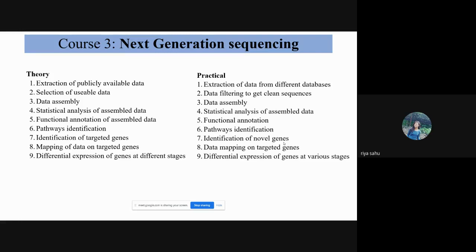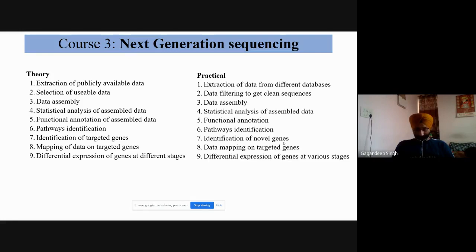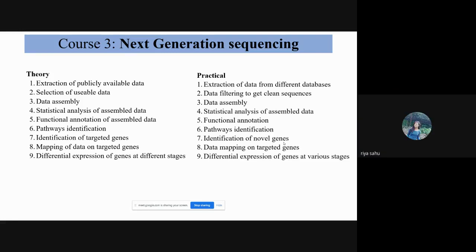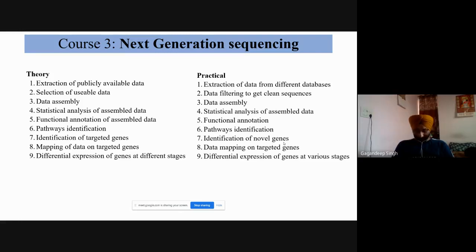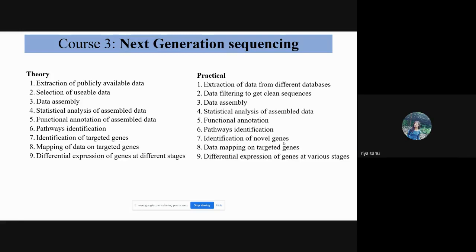Its major application will be in personalized medicine, because if we sequence the data, we can take a person who is suffering from some rare disease, sequence that, find the gene responsible for that rare disease, and find the cure. So basically, the major application is in personalized medicine.